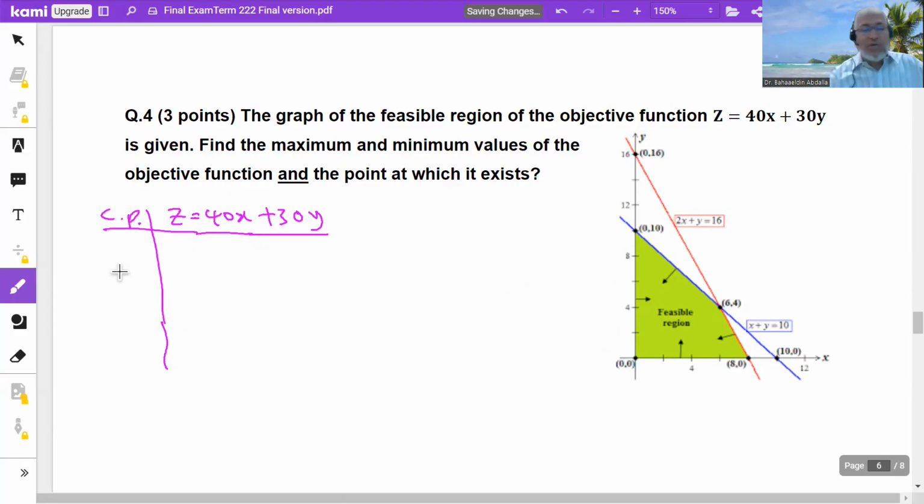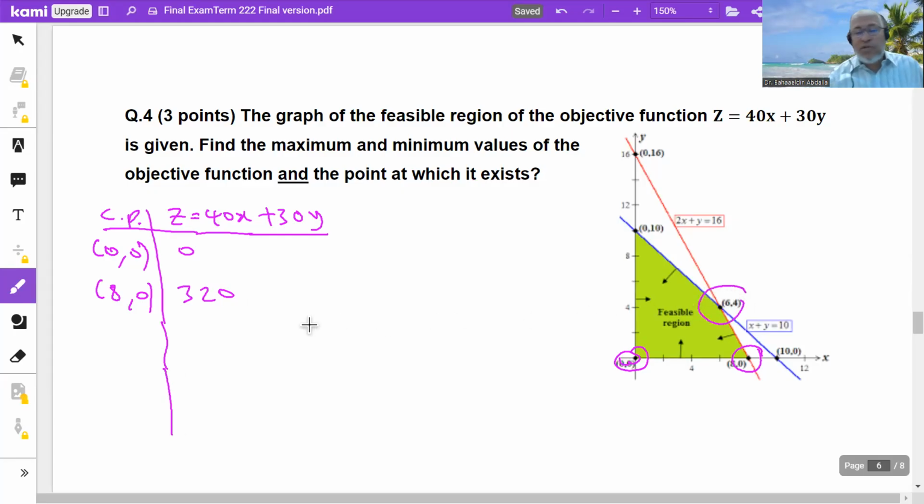So I have 0, 0, that's a corner point. If you put it here, you get 0, because you replace x by 0 and y by 0. What is next? 8, 0, for example. This is also a corner point. 8, 0. Well, 8 times 40, that's 320.